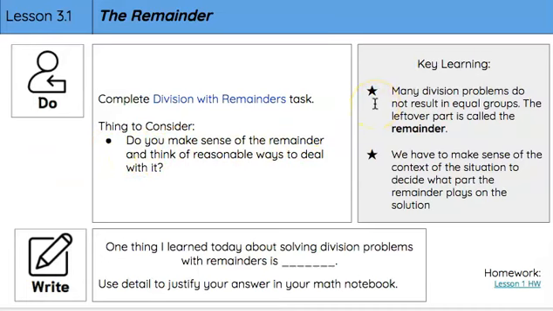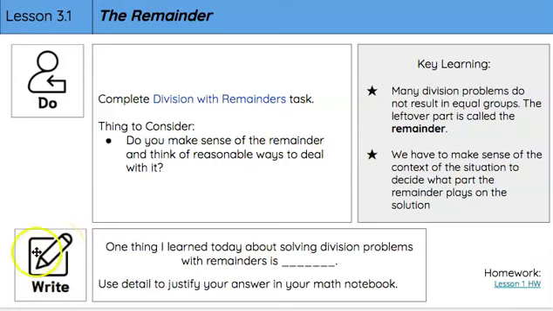Many division problems do not result in equal groups, and that leftover part is called the remainder. We have to make sense of the context of the situation to decide what part the remainder plays in the solution.